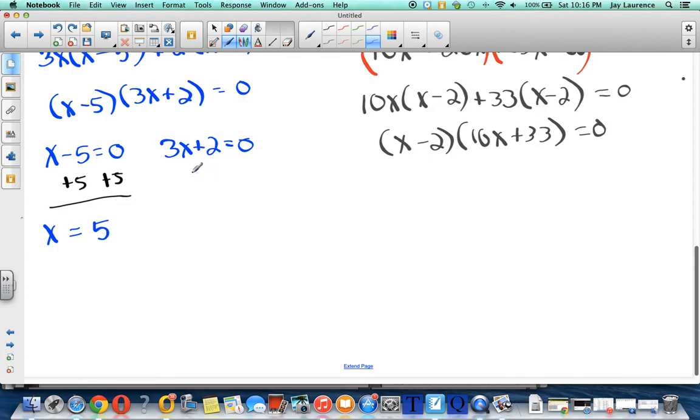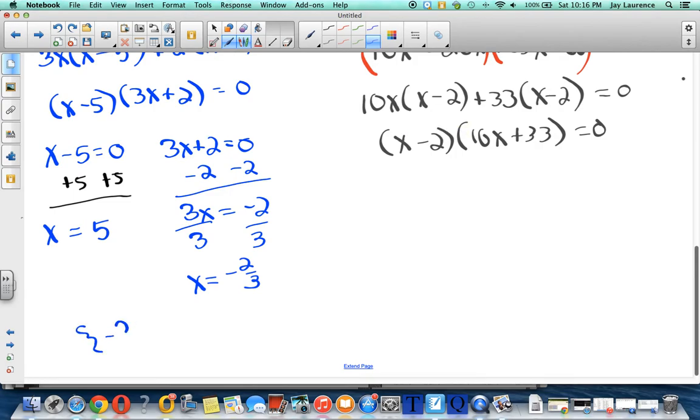second equation. All right, here I come, subtracting 2. I get 3x equals negative 2. And then divide by 3, and x is going to equal negative 2/3. So my solution set is negative 2/3 and 5.